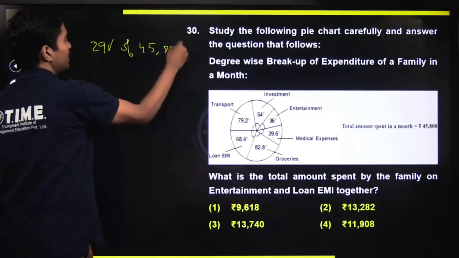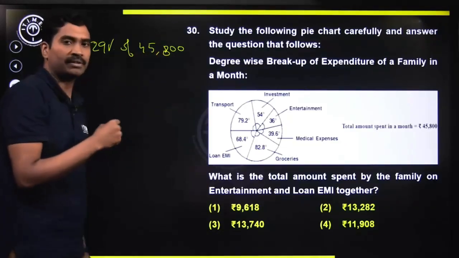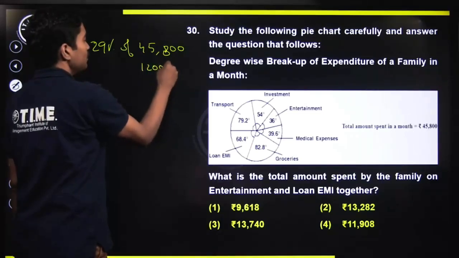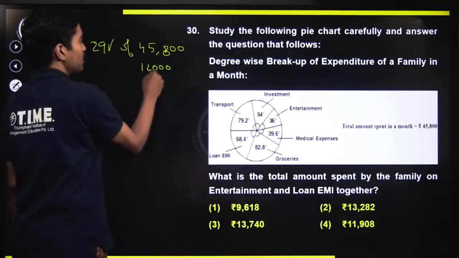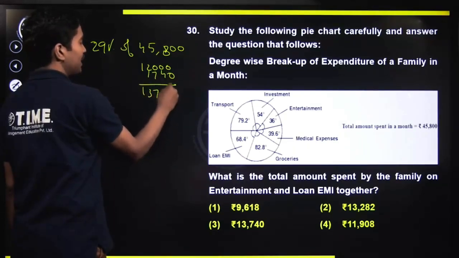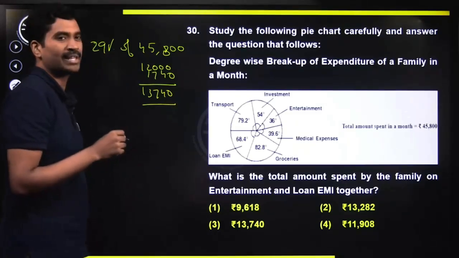29% of 45,800. Okay, let's find 30% first. 30% is 0.3 into 45,800. 0.3 into 40,000 is 12,000, right? 0.3 into 5,800 is 1740. So that gives me 13,740. Don't be in a hurry, that's 30%, but I'm interested in only 29%.